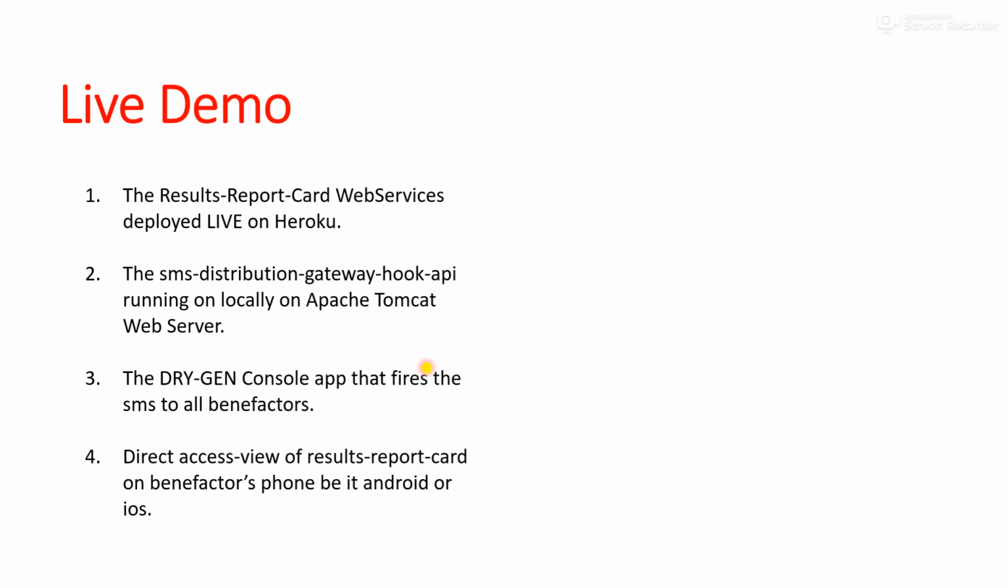After we've confirmed that the service is live, we'll run some logs, and we'll use Postman to do one or two things. You just hang around. Then we also look at the SMS distribution gateway hook API, and then look at the console app, and then look at the direct access view on the report card. So it's quite loaded, but there are several services, so we have to take our time and have this demonstration. So please, let's just get straight in.